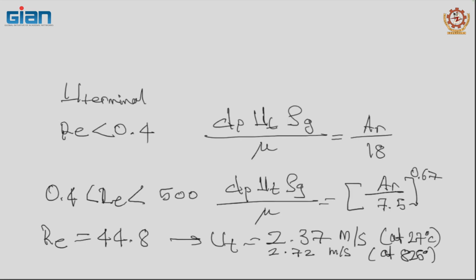In this case, I calculated the Reynolds number. I gave you the formula yesterday, and I found it to be almost 45. And if it's 45, it is within the range of 0.4 and 500, so I use the second equation. When I use this, I find the velocity, one as 2.37 and the other one is 2.72. I'm sorry, this is the UT.